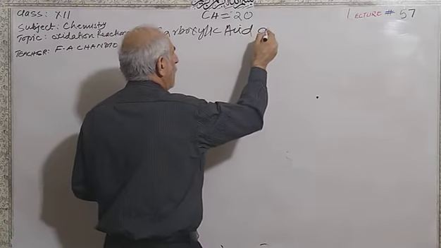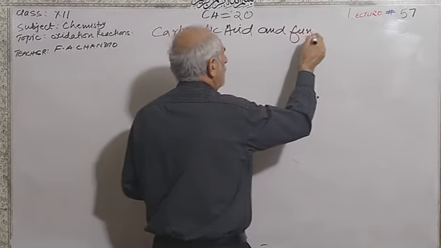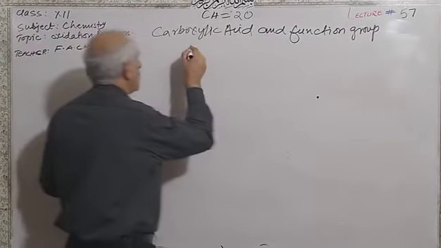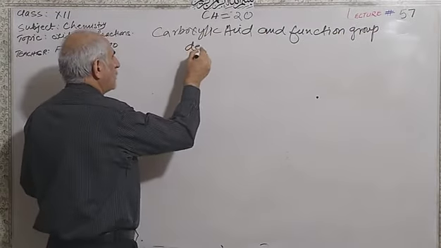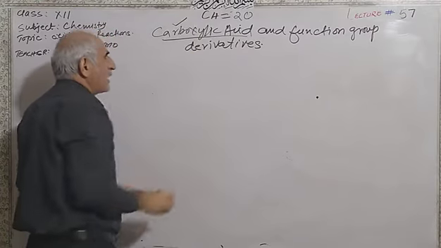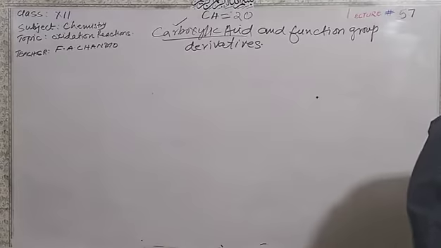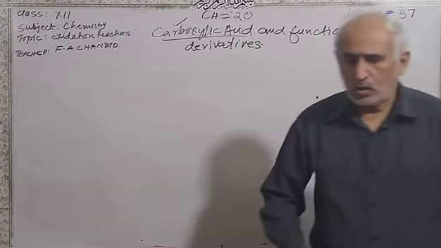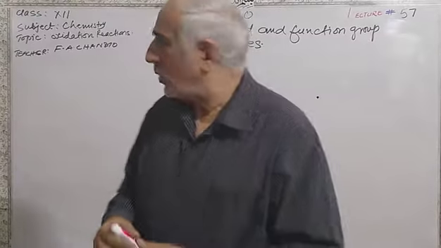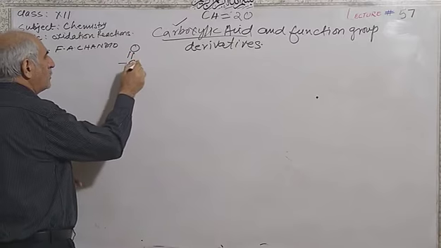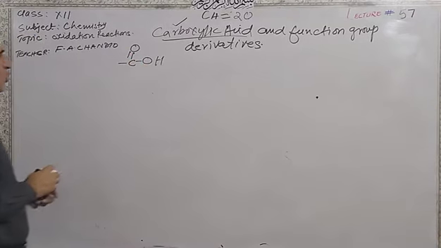Carboxylic acid and functional group derivatives. Means from the carboxylic acid, other functional groups are going to be derived. So, this is the functional group of carboxylic acid.